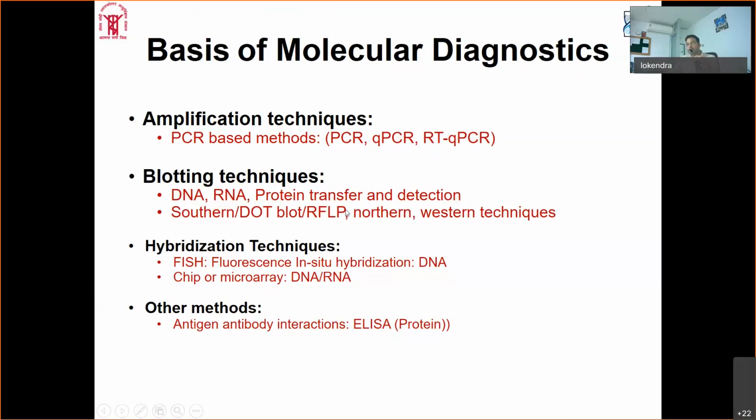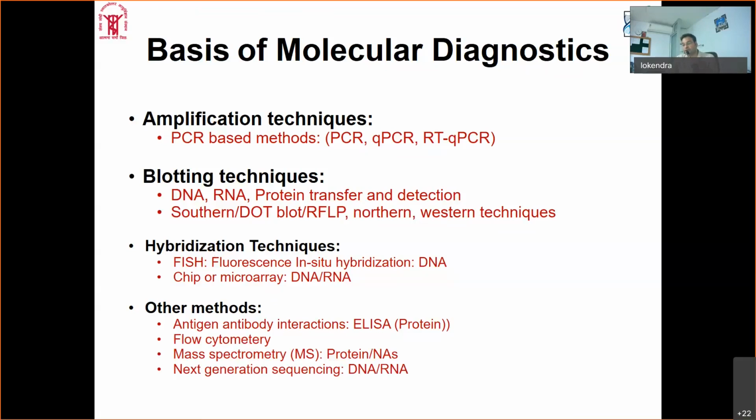So far we have seen amplification, blotting technique, and hybridization. Now we will mainly look at more advanced methods apart from ELISA. ELISA is a very common and very well-known method. The others are flow cytometry, mass spectrometry, and NGS.